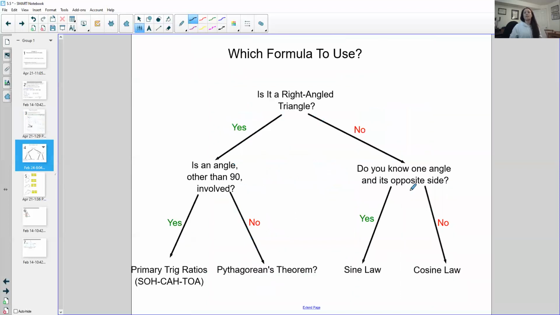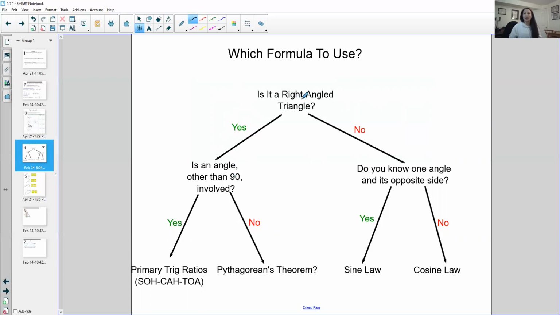On this slide here, I've got a nice little flow chart for you to help identify which formulas to use. So when you're reading a question or you're looking at a triangle, the first thing you should ask is if it's a right angle triangle. If it is, you're either dealing with Pythagorean theorem or one of your primary trig ratios. If an angle is involved, then you are dealing with a trig ratio. If there is no angle involved, okay, the 90-degree one doesn't count, then you are using Pythagorean theorem.